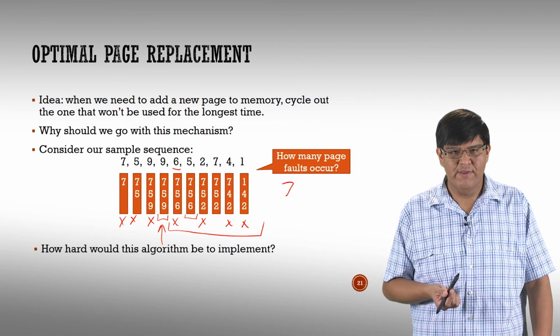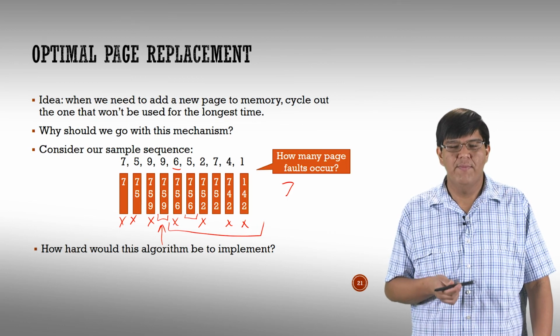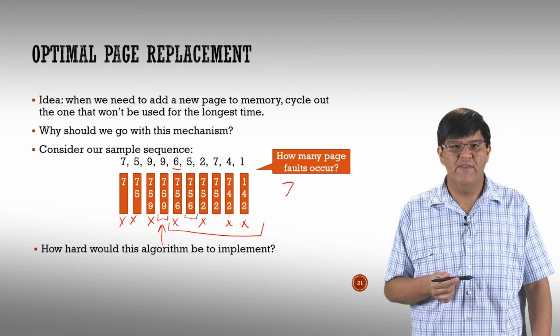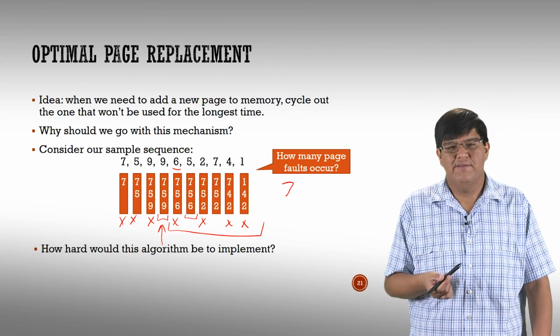So optimal page replacement, even though it is optimal, typically it's impossible to implement. The only time I can implement it is when I know the entire sequence already in advance. That's going to be when I can do it. Otherwise, it's a no-go.